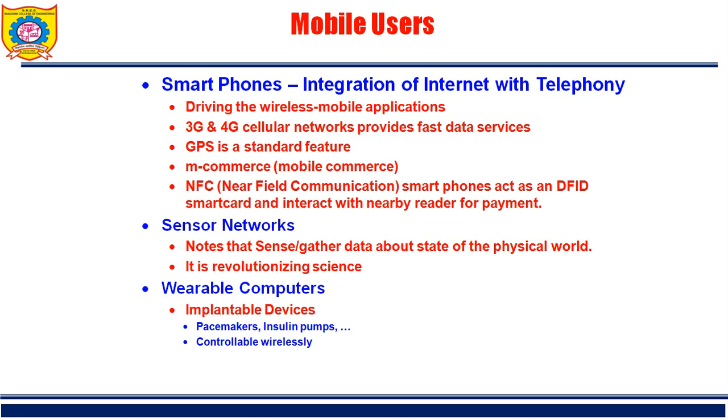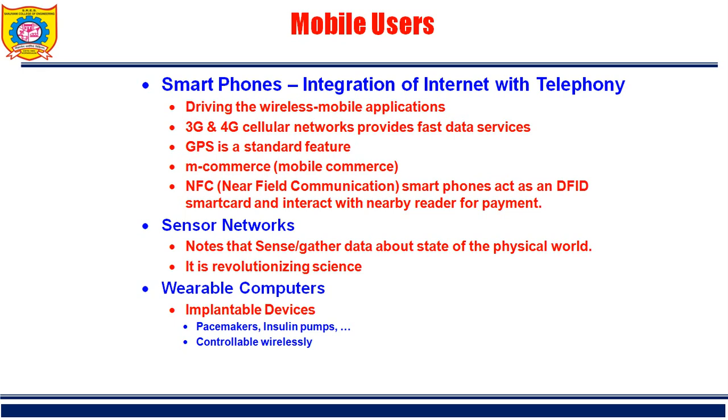So this is the area we can call the intelligence of things, or the internet of things, using a sensor network. It may be a wired sensor network, or it may be a wireless sensor network. Then wearable computers. Everybody knows that today there is ubiquitous computing, or pervasive computing, where when you move anywhere, anytime, you can access it. That is called pervasive, or ubiquitous computing.